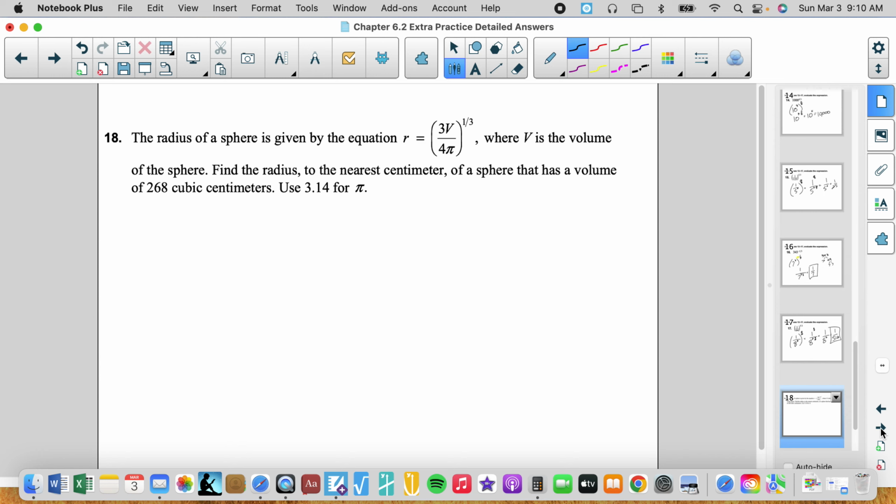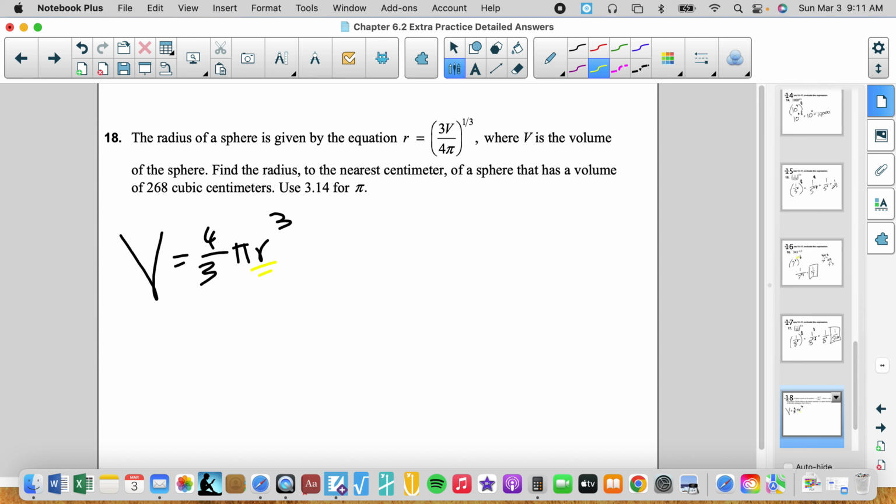The radius of a sphere is given by the equation r equals the cube root of 3V over 4 pi, where V is the volume of the sphere. Find the radius to the nearest centimeter. Now they know that volume equals 4/3 pi r cubed, and they just solved for r. So that's how they got that value. If we isolated r, multiply by 3/4, divide by pi, and then take the cube root, we literally get that. That is the formula, which is kind of cool.